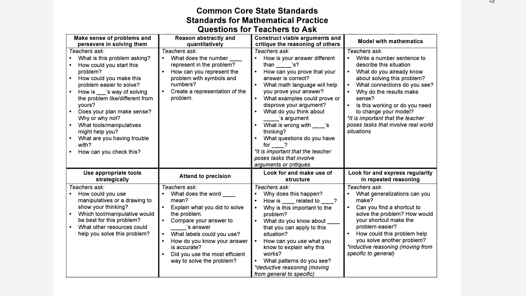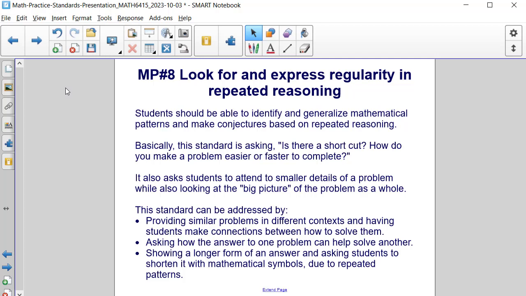Sample questions that can be used to address this standard are, why does this happen? How are these two concepts related to one another? You're trying to build that connection between one concept to another. Why is this important in the problem? What do you know about this concept that can apply to this situation and solve this problem? How can you use what you know to explain why this is a method that will work? Do you see any patterns? What are they?